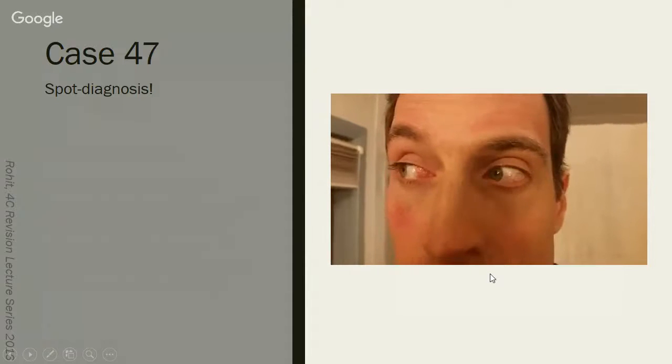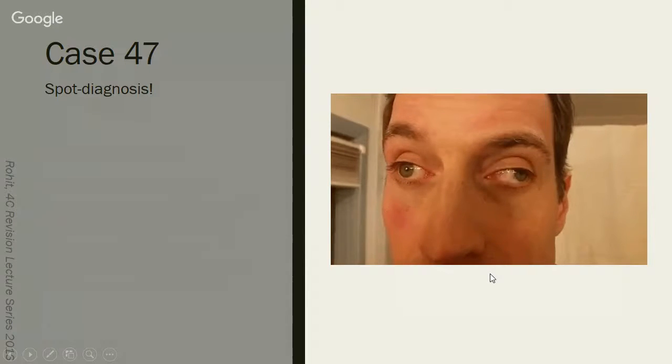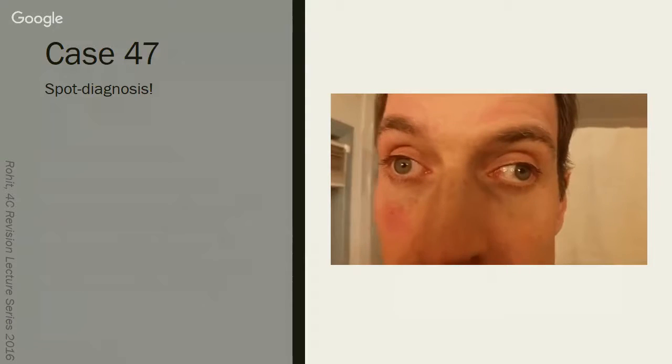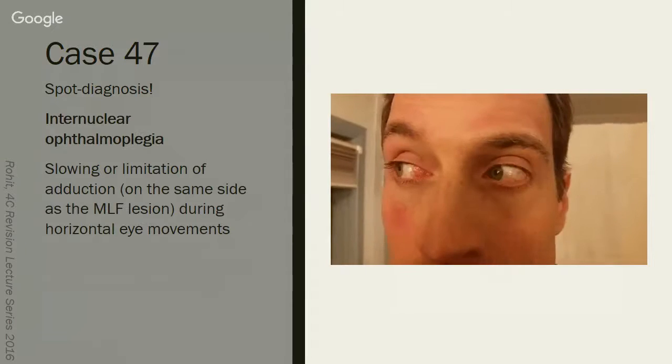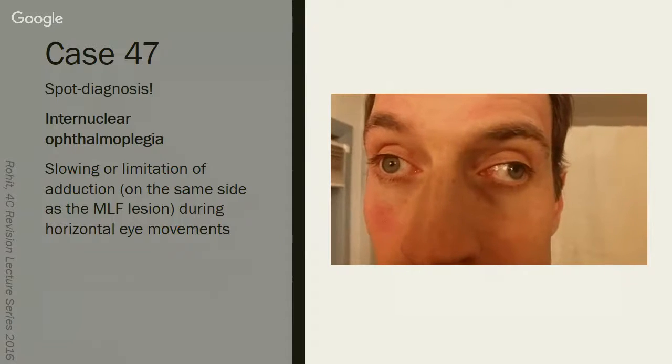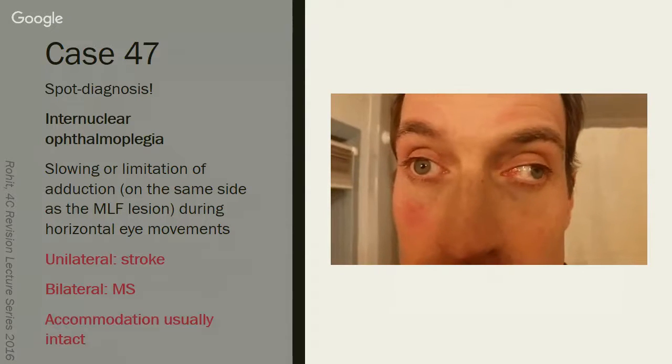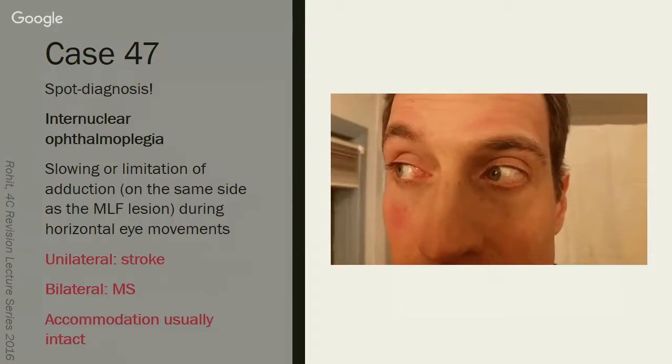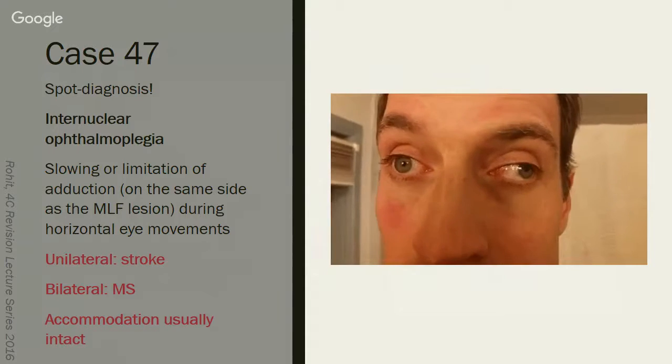Longitudinal fasciculus, yeah, good. That's the hard part. Do you know what it's called? Internuclear ophthalmoplegia, yeah, INO. When you want to think about it as a unilateral thing, it's probably a stroke. Bilateral is probably MS. That's probably like the best case of INO you'll ever see. It's so obvious. So what's happening with INO?